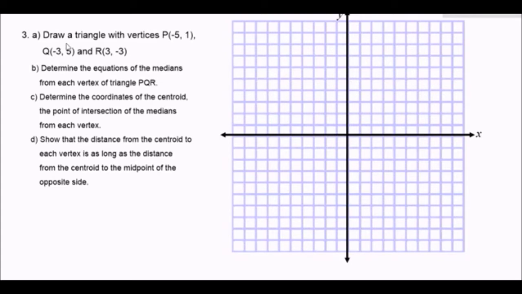It starts pretty nicely. Draw a triangle with the vertices P, Q, and R. So let's do that. So here's P, negative 5, 1. Q is at negative 3, 5. And R is at 3, negative 3. So there's my vertices. So if I connect these, I will create triangle PQR. So there it is. It's not that neat, but don't worry, I'll clean it up in a second. So there's triangle PQR. That was easy.